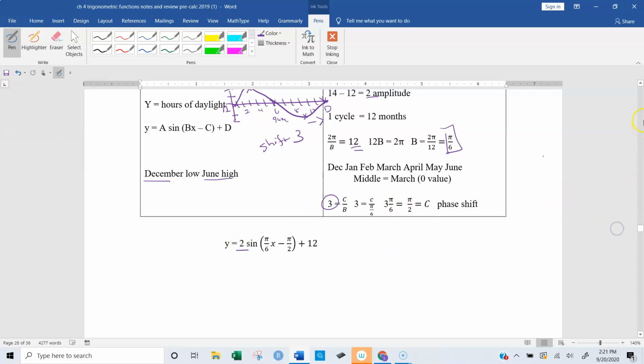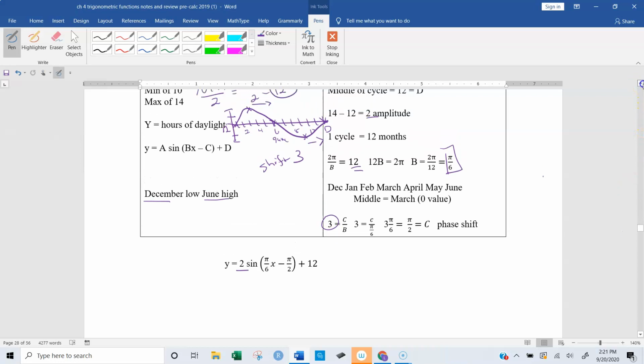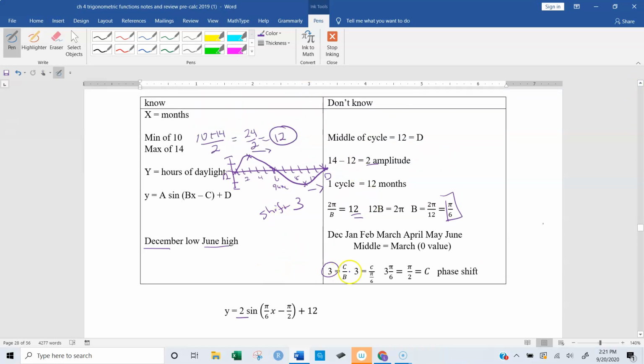Now we need to calculate my actual phase shift. So I got 2, I got pi over 6. That's coming from my 12 months. Now I need to calculate my phase shift. Well, I know that's C over B. I know that's 3 from over here. So I just calculate out what that actually is. I know B is pi over 6 from up here. So I plug that in, multiply by pi over 6, which is pi over 2, and that is my phase shift. 12 is where I went up to. Remember? Started at 12. It was my median.